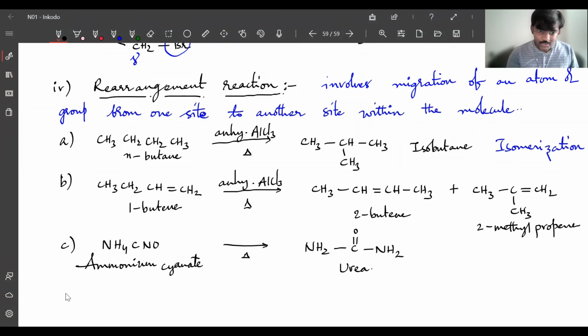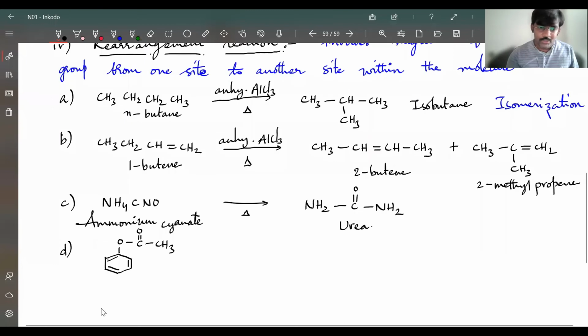Similarly, I'll give you another example. Like I have phenyl acetate. This is the benzene ring, the phenyl ring. Here oxygen is there, COCH3. This is called phenyl acetate, an ester. We'll write the name phenyl acetate.